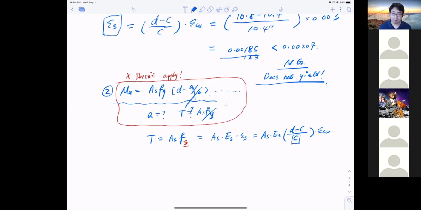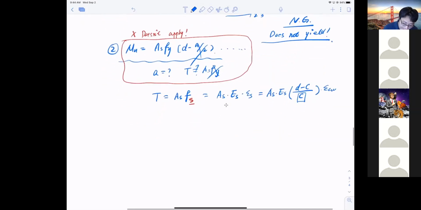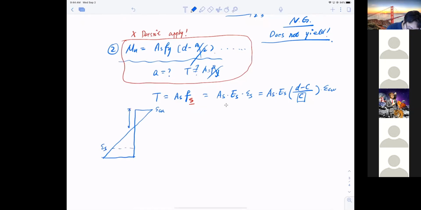Okay, now let me take a look. So now the strain distribution looks like this. So here's epsilon cu, and here's epsilon s. I don't know the number for that, but it's something lower than the ultimate strain, okay? So this is c, that's the actual compression zone depth, and I have a depth here, d.